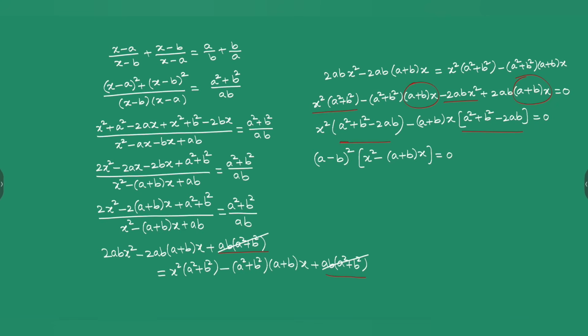Now if you transpose this a minus b whole square to that side, 0 by a minus b whole square is 0. So only this will be left, x square minus a plus b into x is equal to 0. In these two we can again take x common, x of x minus of a plus b is equal to 0, which gives x is equal to 0 or x minus of a plus b is equal to 0. So x is equal to 0 or x is equal to a plus b.